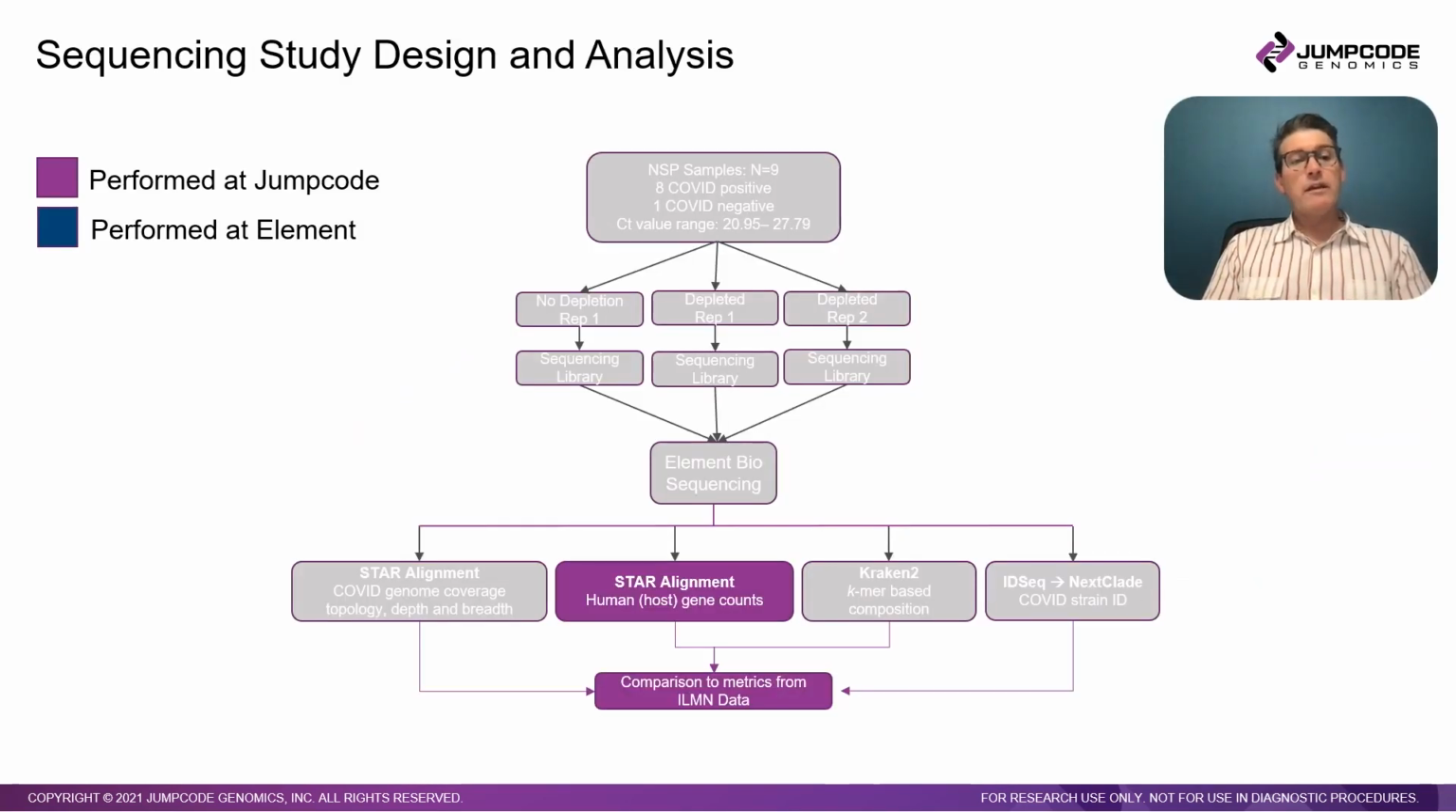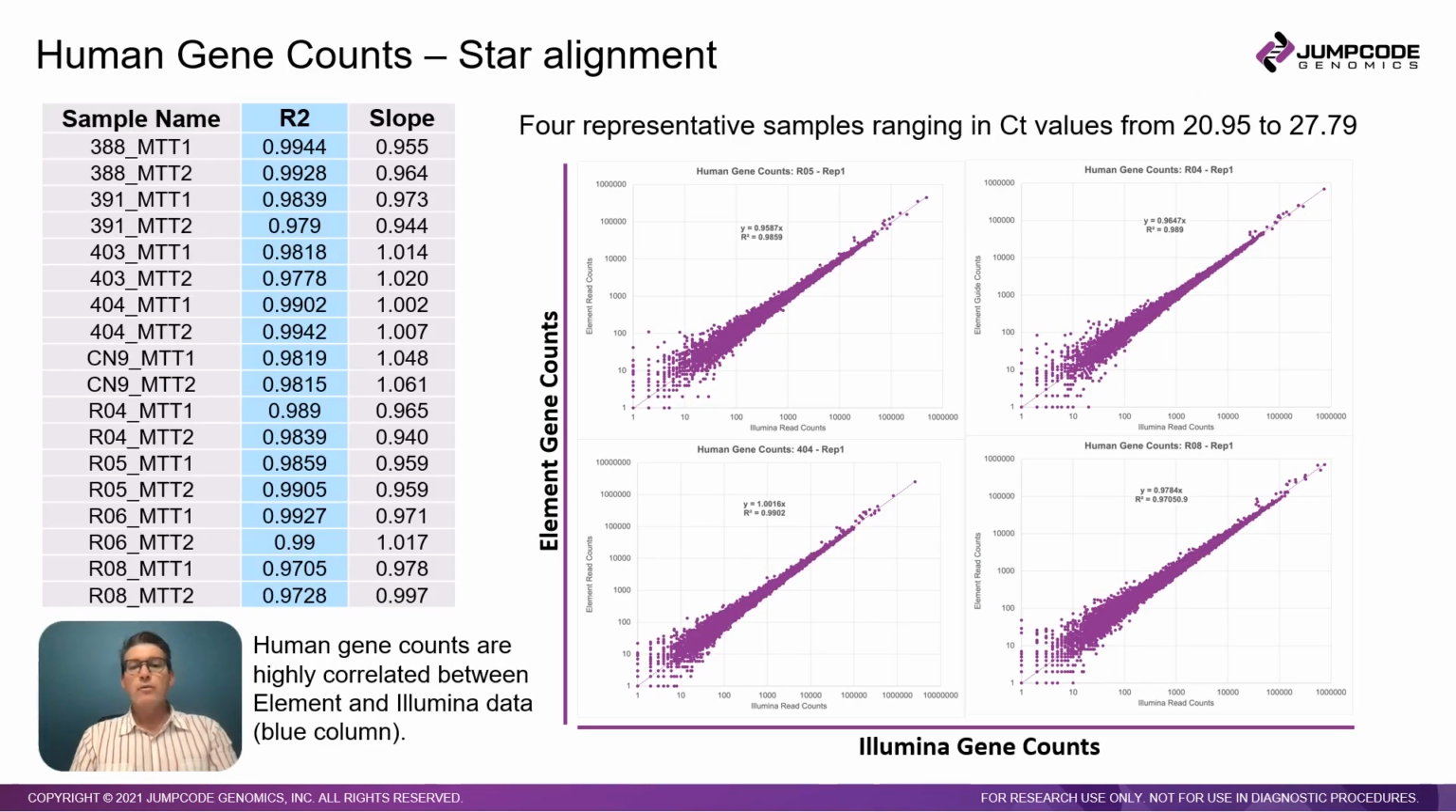Next, we can look at gene counts resulting from STAR alignment to the human reference in comparison to the metrics from the Illumina platform. Here we show the comparison of gene counts for 4 representative samples ranging in CT values from 20.95 to 27.79. Illumina counts are on the x-axis and Element on the y-axis.